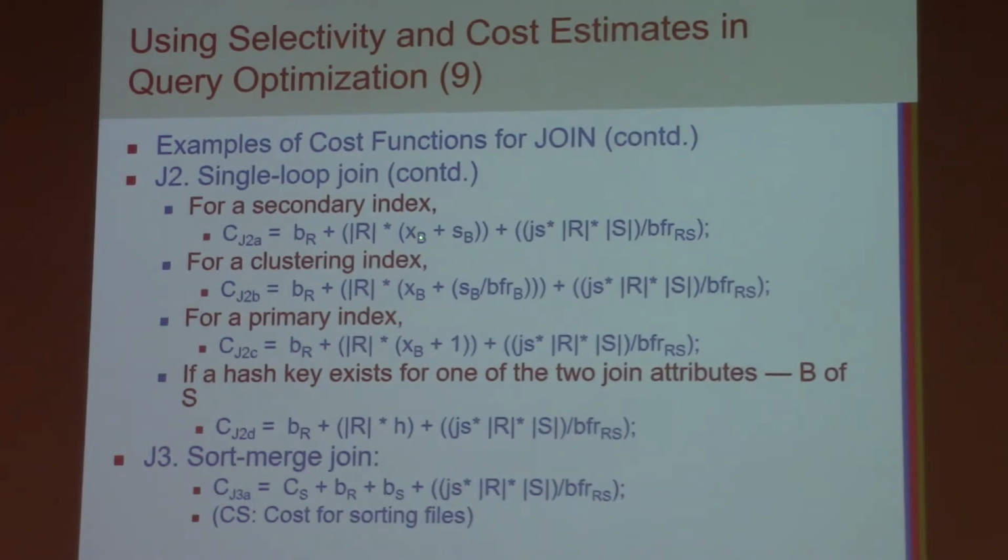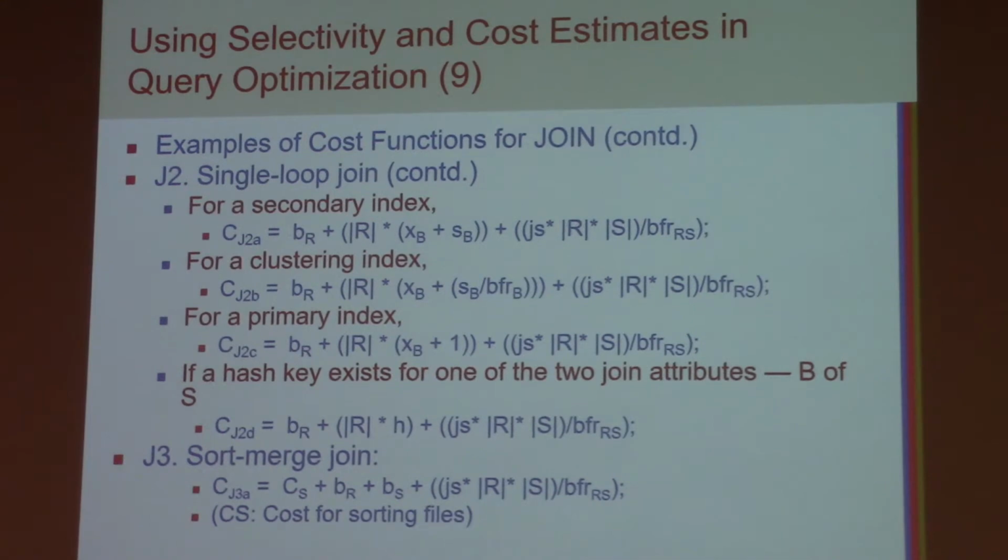Same. Then let's take a look at the index. Cost of reading the driven table using an index. If secondary index, X plus S. In case of primary key, X plus 1. Clustering index is a group of data, right? So you don't have to read each and every one, it's a group. So divide by blocking factor. And the primary index is 1 here.